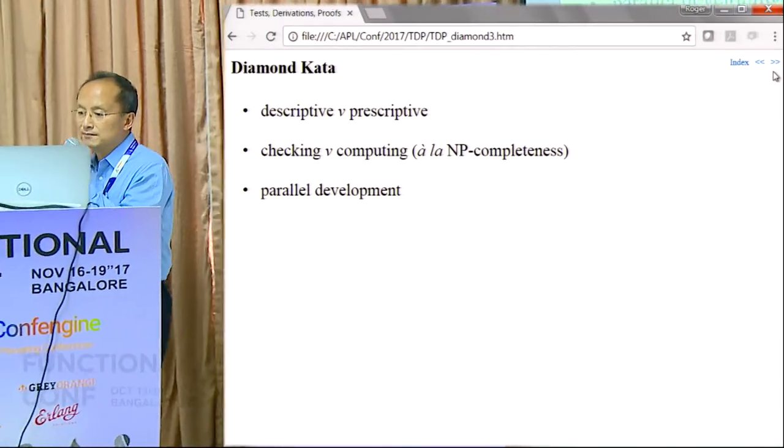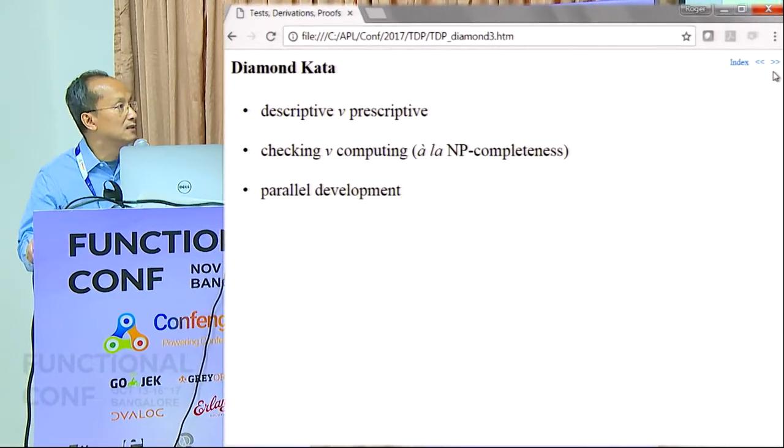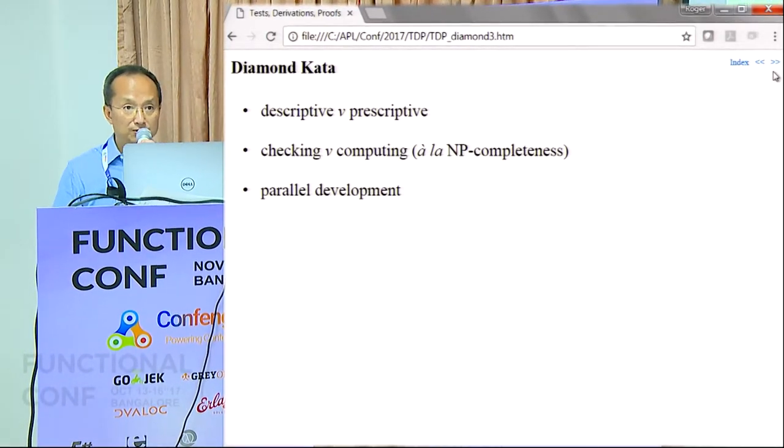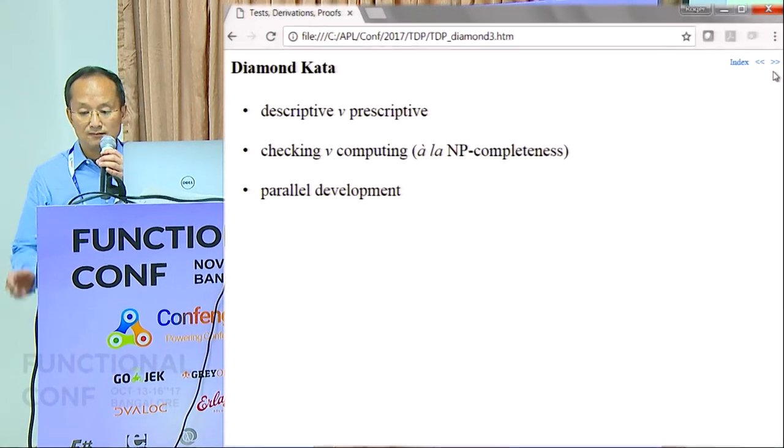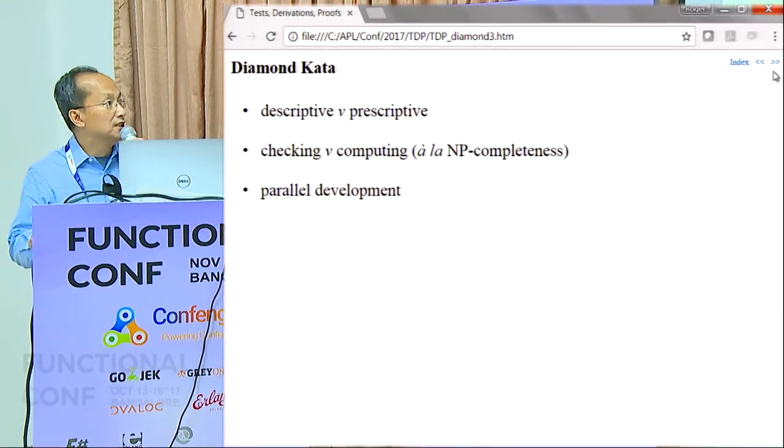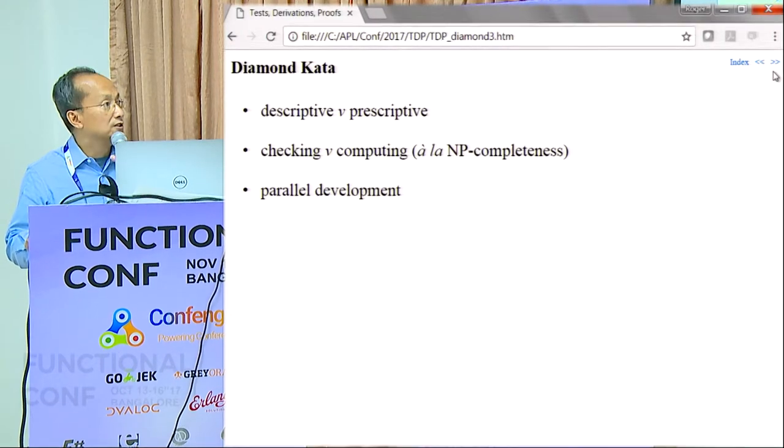And lastly, if you can afford to have multiple development teams, one of the teams can be devoted to writing tests.